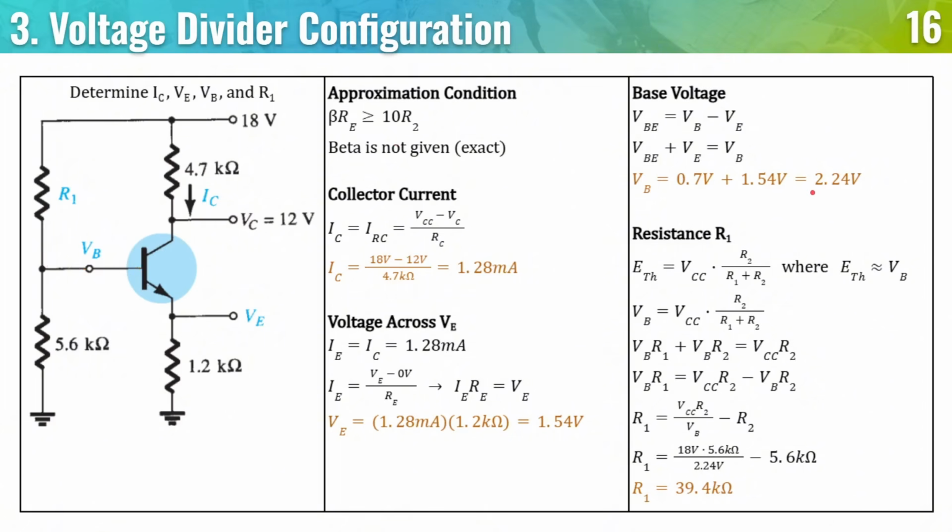So if we already have 2.24 volts for VBB, we already know VCC is 18 volts, and we already know what our value of R2 is, then that means this formula is ready for substitution. So I just rearranged it for you. And we have R1 is equal to VCC times R2 all over VB minus R2. So substituting all of that, we can see that R1 is equal to 39.4 kilo ohms. So this matches what is in the answer key of chapter 4.